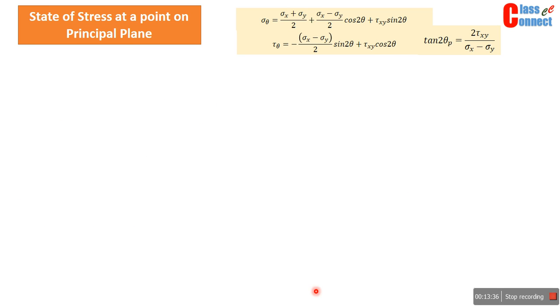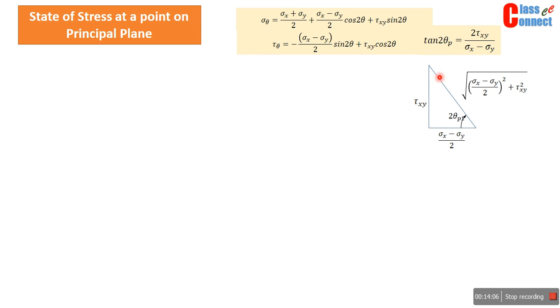So now we can write down how to find out these principal stresses, that is our aim. So we have discussed and obtained three expressions till now. Sigma theta, that is the normal stress on the inclined plane or the transformed axis. Tau theta, that is the shear stress on the inclined plane or the transformed axis, and tan 2 theta p, that is the inclination of principal plane.